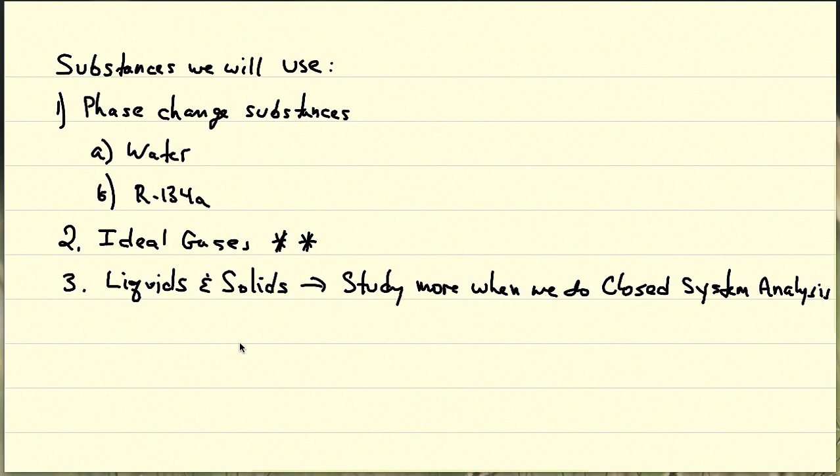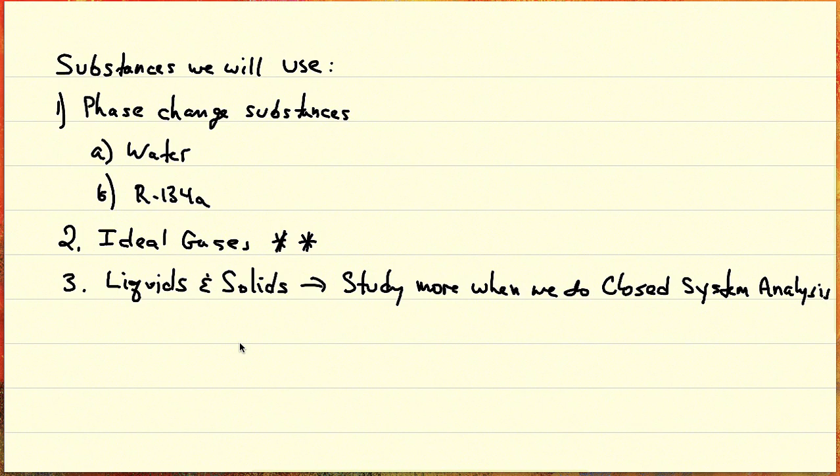We're not going to really study these extensively until we study closed system analysis, and that's going to come after we do open system analysis. So when we're done talking about properties, we're then going to go back to studying open systems, things like turbines and compressors and heat exchangers. And then once we're done with that, we'll do closed system analysis, in which case a liquid or a solid can effectively be studied as a closed system.